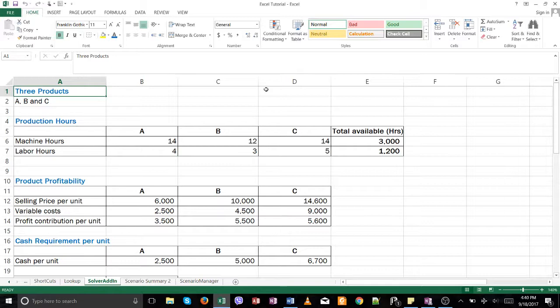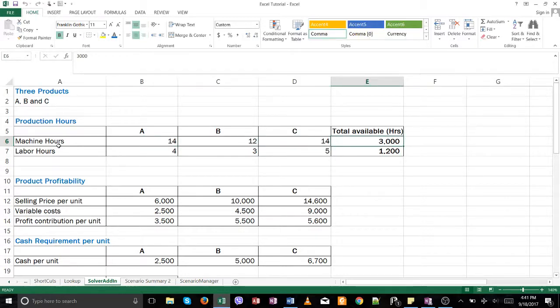There is a company, it sells 3 products A, B and C. I have tabulated here the production hours requirement of the company for each of the products. So there is the machine hour requirement and the labor hour requirement. Each unit of product A requires 14 machine hours and 4 labor hours. Likewise for product B and C. The total machine hours available this month to the company is 3000 and labor hours 1200.